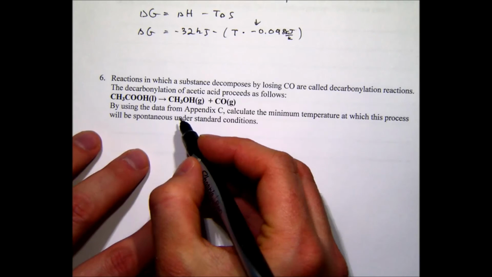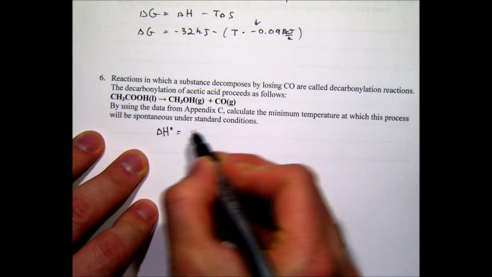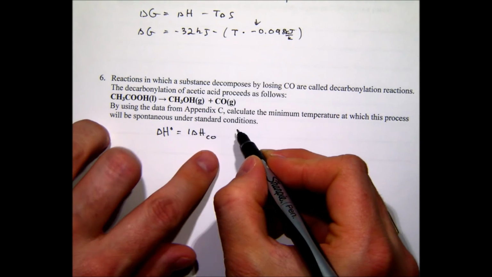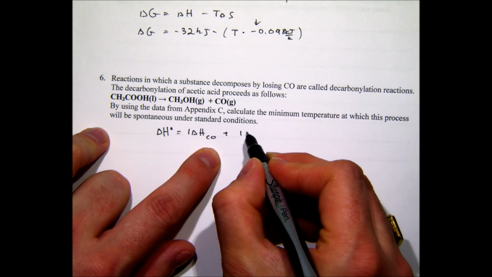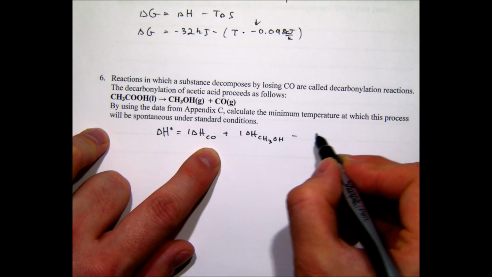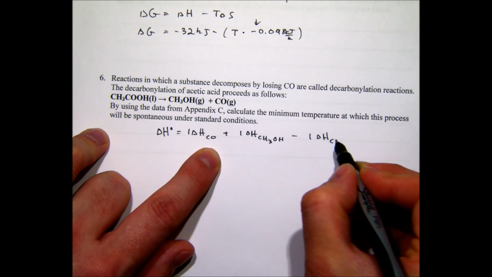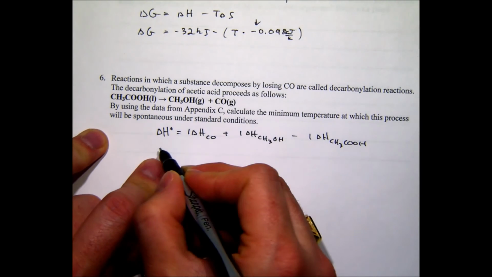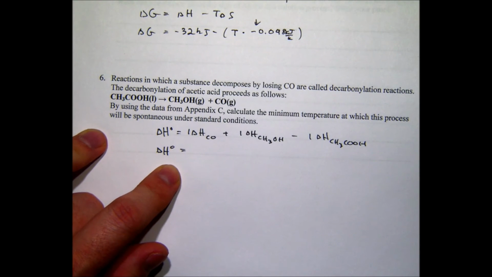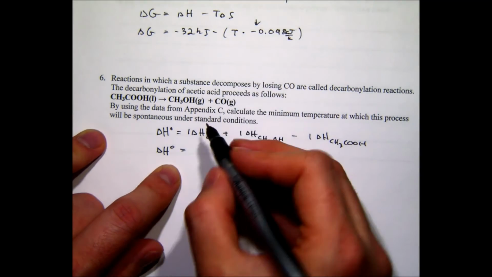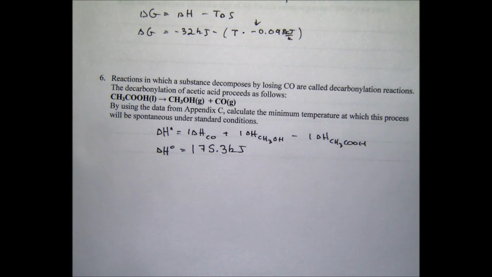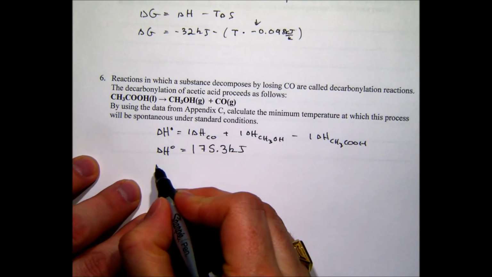So we're going to solve for delta H, which is equal to 1 mole times the delta H for CO gas plus 1 mole times the delta H of CH3OH minus 1 mole times the delta H of CH3COOH. Delta H standard will equal 175.3 kilojoules when you go through and do those calculations. We'll also do the same calculations for delta S.